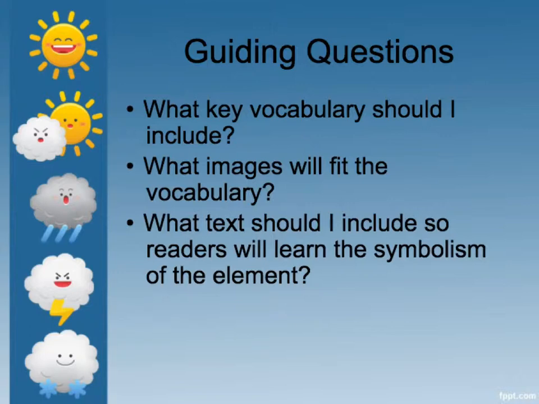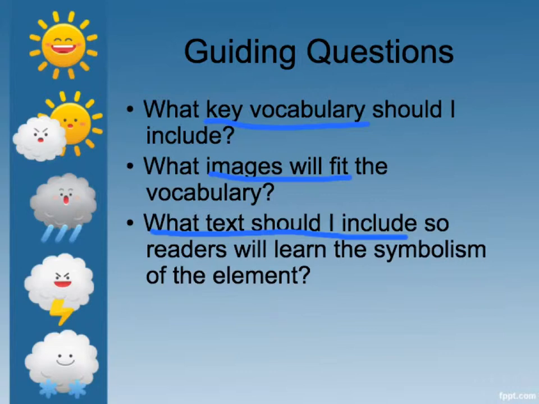So we want you to think, first of all, what is that key vocabulary that I need to make sure I include? And then what is the imagery that will fit the vocabulary? And what text should I include so that readers will learn the symbolism of the weather or season element?